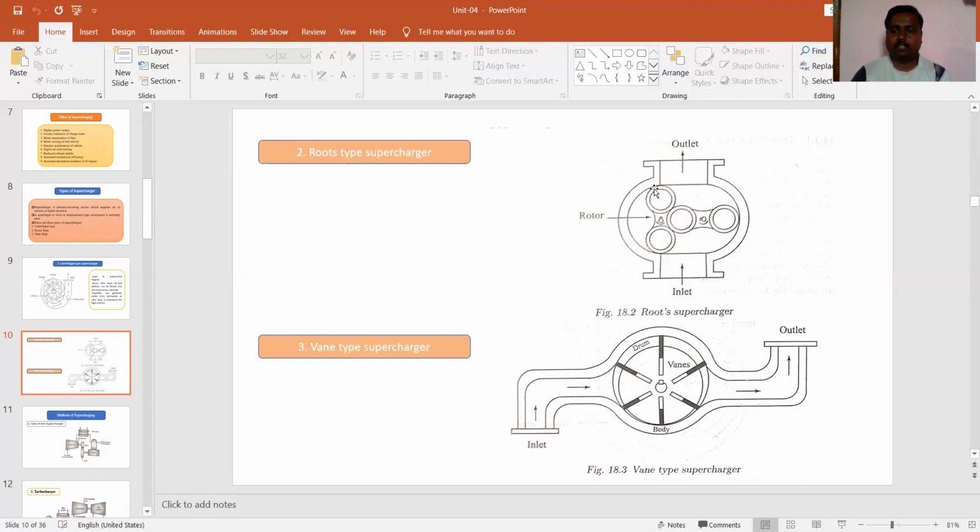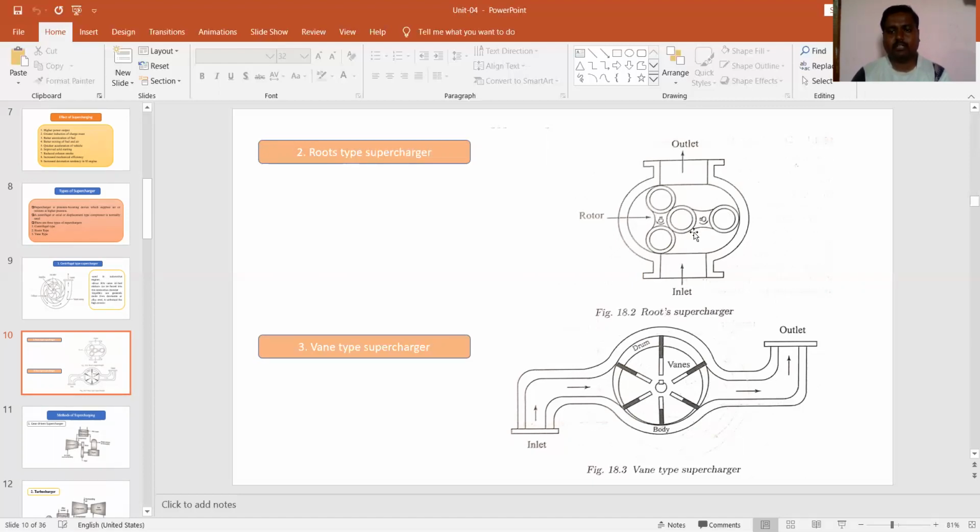Here, these two rotors are located in a casing. This is the outer casing. Here the inlet is provided, here the outlet is provided. When we start the supercharger or this compressor, the air at the inlet comes to this location.